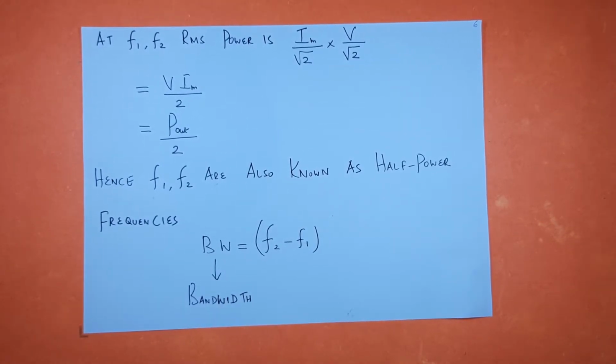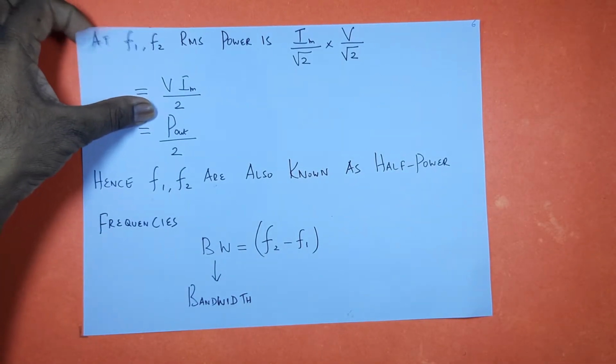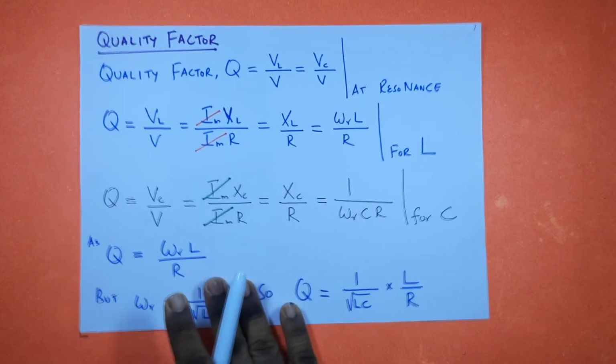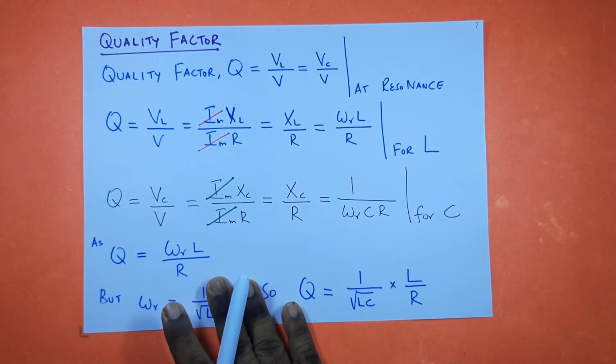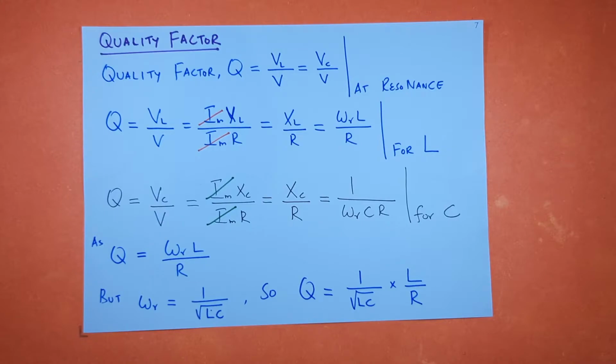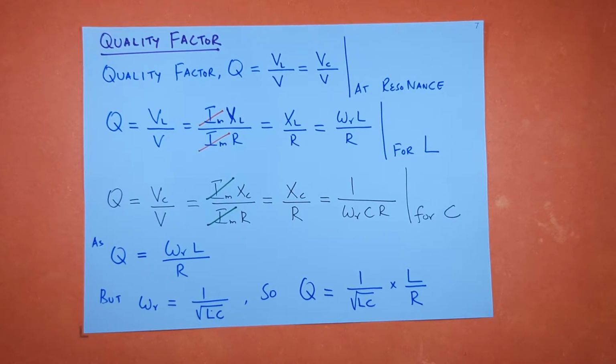So I can write BW equal to, that is, bandwidth equal to F2 minus F1. Next we shall study quality factor. So quality factor is also called Q factor. Quality factor Q equal to VL divided by V. That is, at resonance, the ratio of capacitor voltage to the applied voltage.